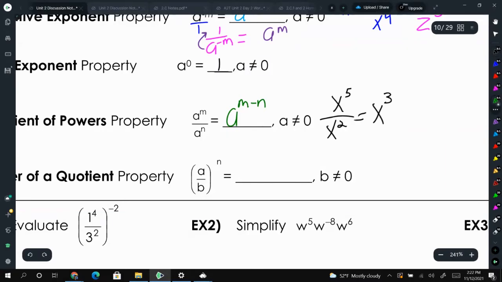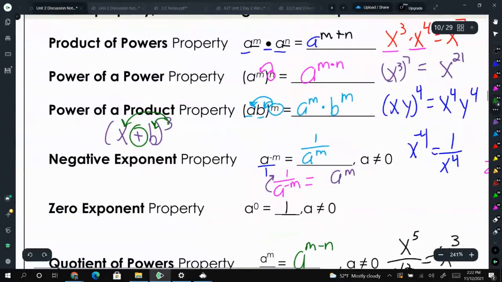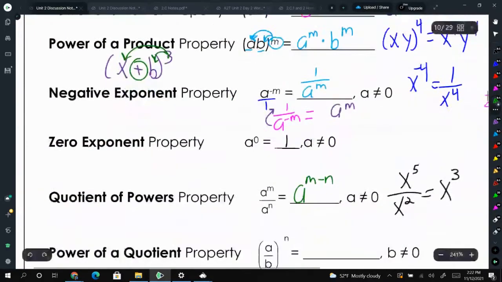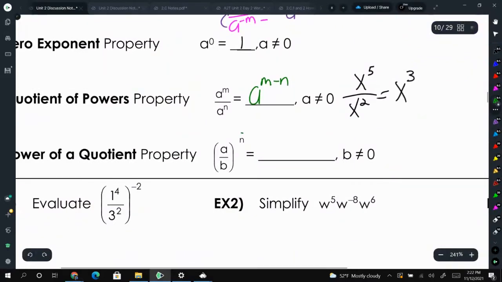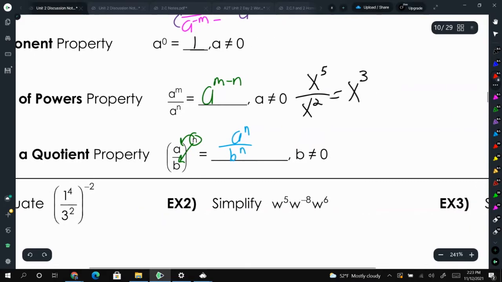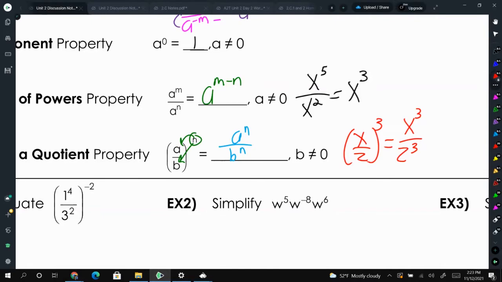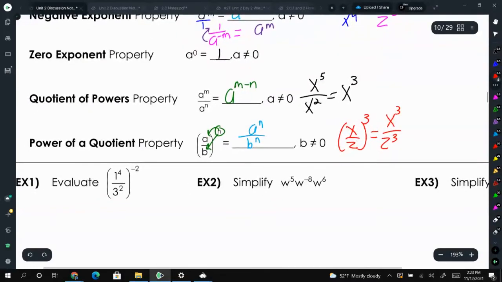And then the last one is kind of like the one up here where we distributed the exponent, but we have a fraction. We're going to distribute the exponent to each of these. That's going to give us a to the n over b to the n. So if I had x over z raised to the third power, that's going to be x to the third over z to the third. So in isolation, these properties are not too terrible to deal with. It's when we do these examples below, when we're combining a bunch of them, that's when things get a little bit tricky.